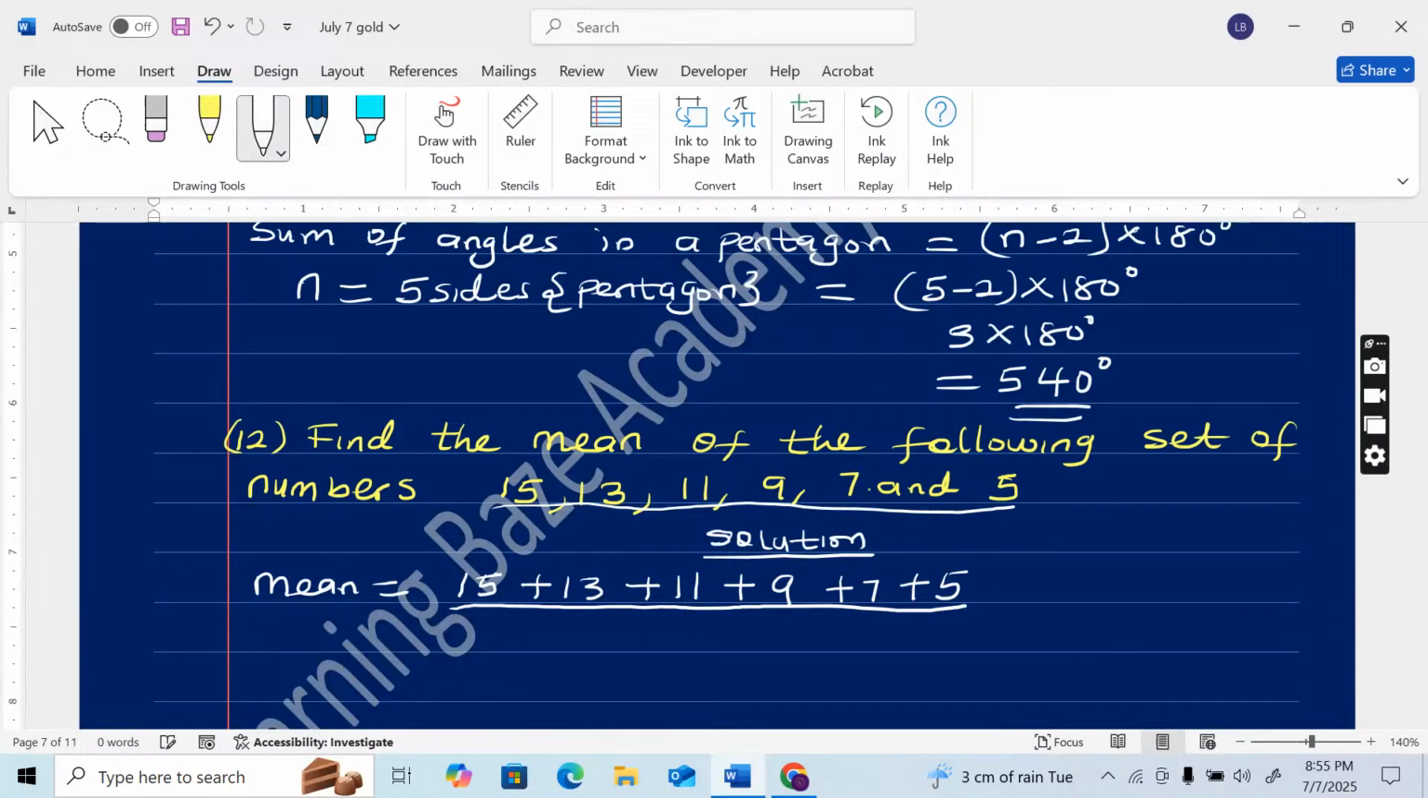1, 2, 3, 4, 5, 6. We have a total of 6 numbers, so we are going to divide it by 6.